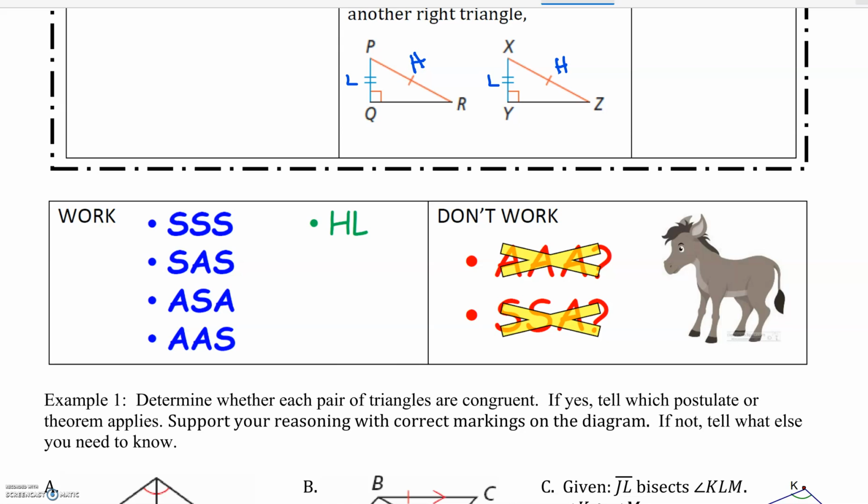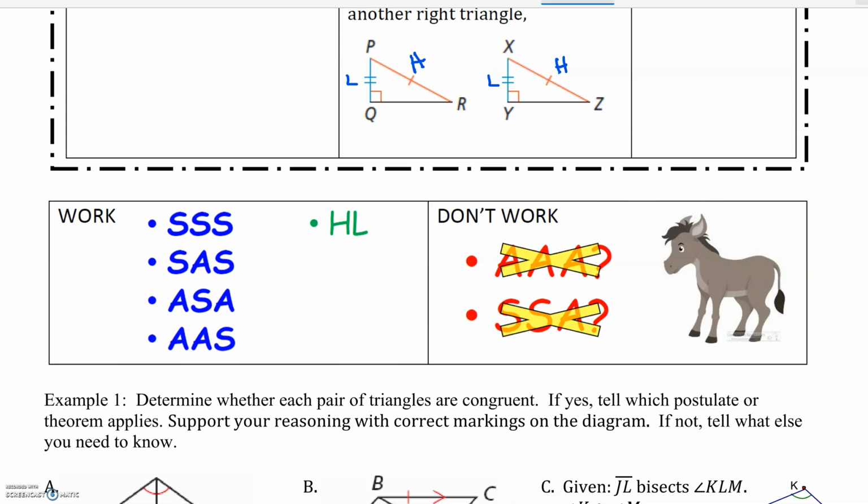So here are all the ones so far that work. We already have talked about side, side, side, and side, angle, side in 4's lesson. And now we are adding these 3. Remember that angle, angle, angle does not work because you could still have all the same angles, but look at these triangles. These are not congruent, but they have the same angle measures. So angle, angle, angle does not work.